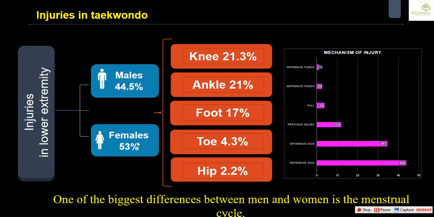Why are females more likely to have lower extremity injuries? The researchers say that one of the biggest differences between male and female is the menstrual cycle, and it may cause a higher percentage of lower extremity injuries in females than in males.